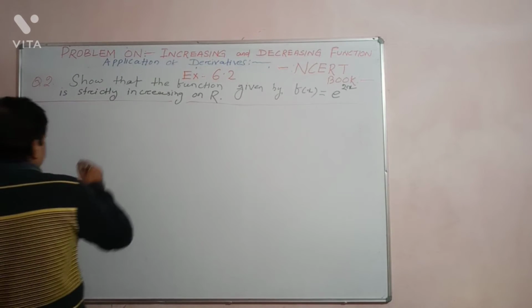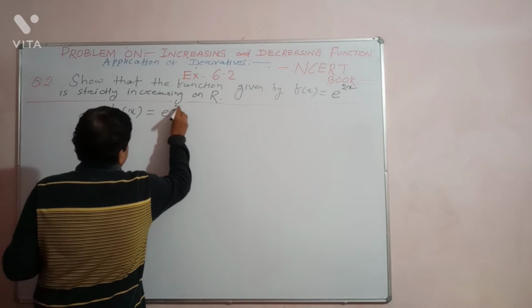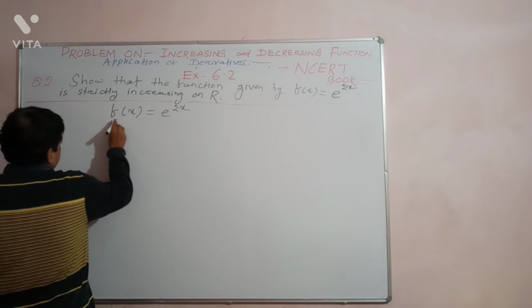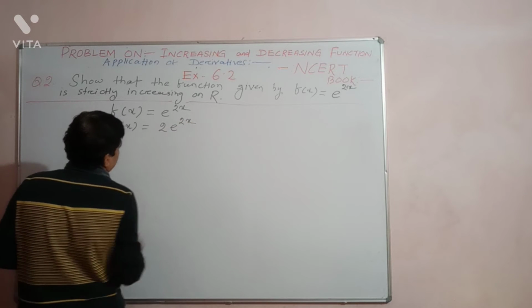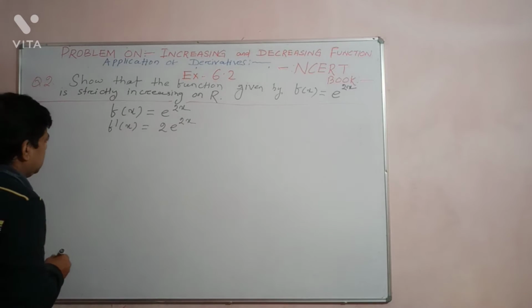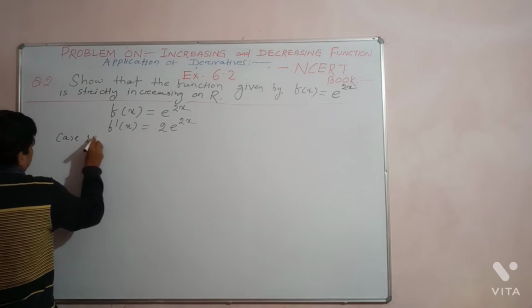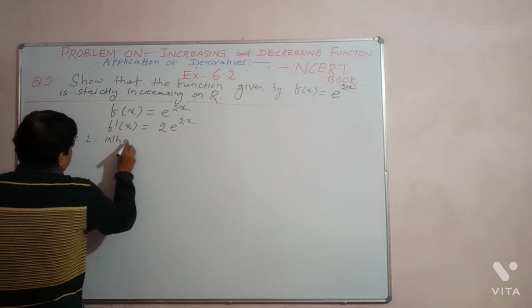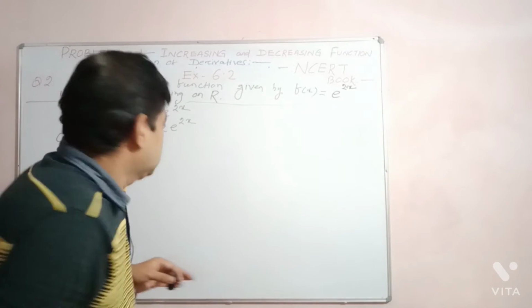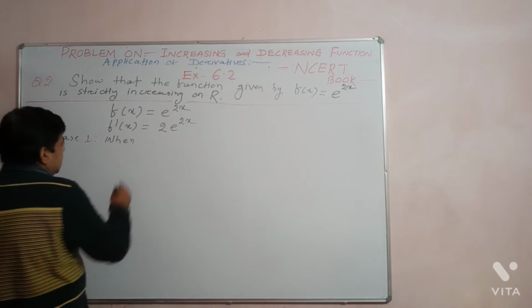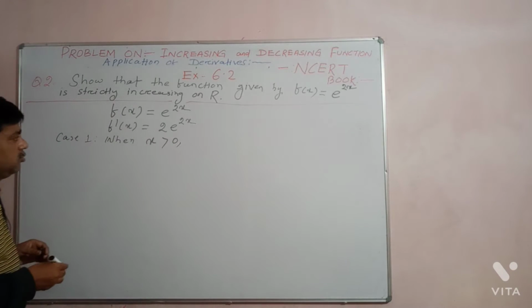Let's see. Here the function is y equals f(x), where f(x) equals e to the power 2x. So you have to find the derivative of the function, which is f dash x equals 2 into e to the power 2x. Is it clear? Now let's see the different cases. Case 1: when the function is strictly increasing at every point in its domain. So let us see when x is greater than 0. Understand?